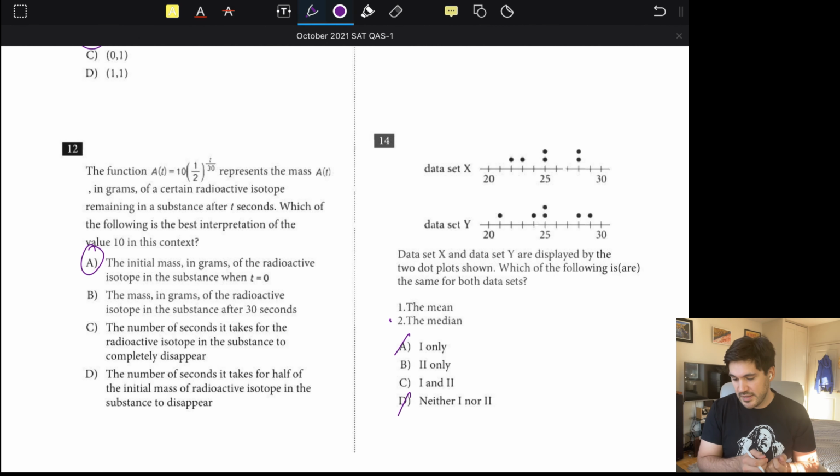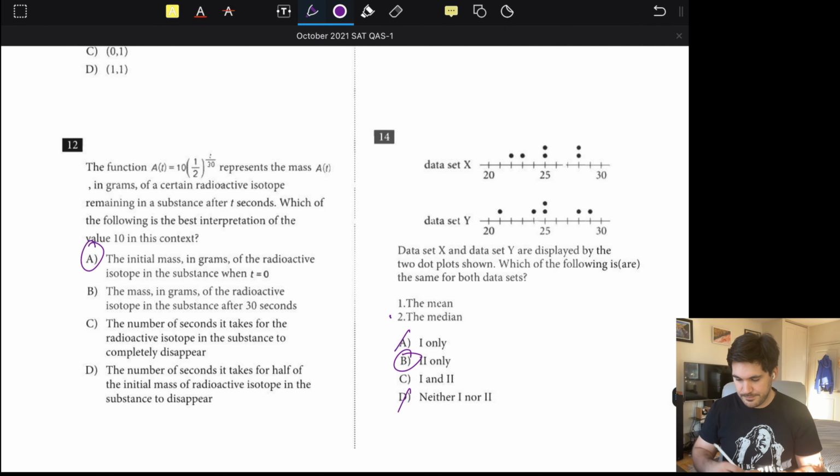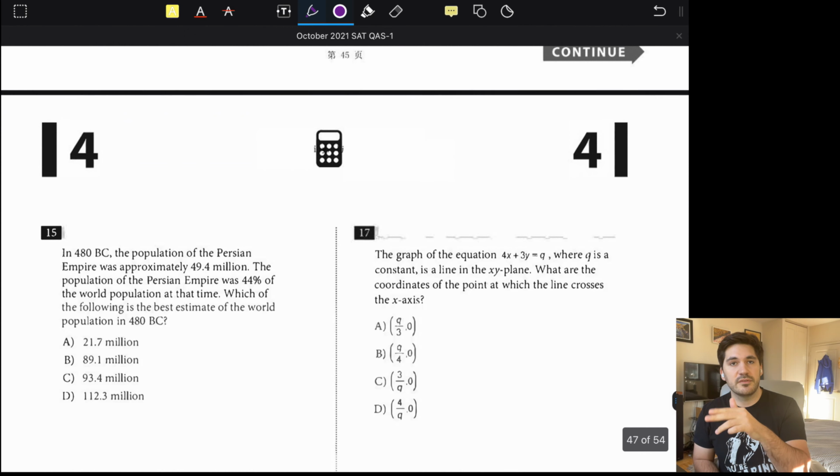Just put the points into your calculator: 22, 23, 25, 25, 28, 28 divided by 6. Do the same thing for data set Y. Just calculate the mean of those points. And when you do that, we're going to see that only the median works. So B is the answer, because you're going to have different means.